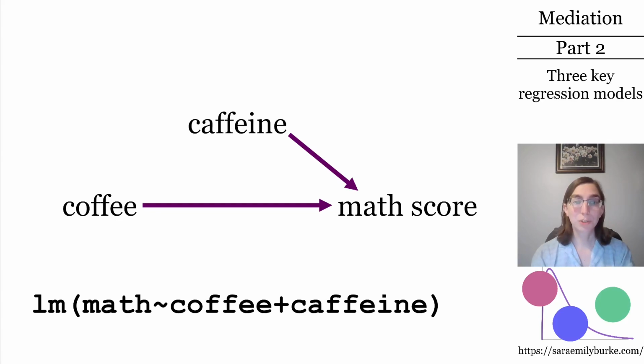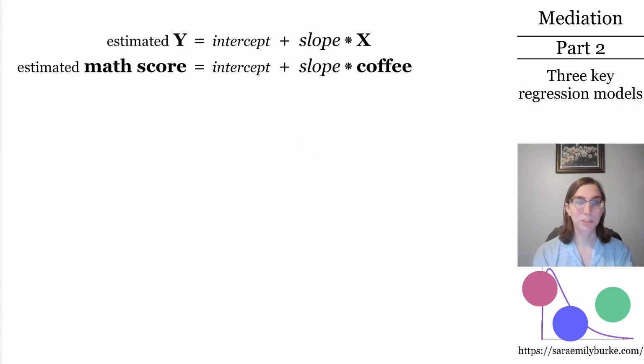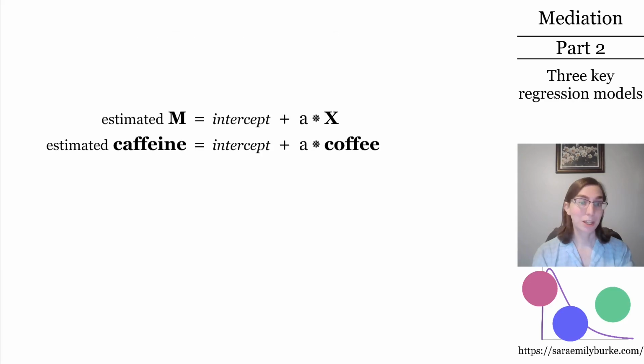We are interested in the slopes from those three regression models, so we often label those slopes with letters for convenience. This is the first regression model with the manipulated variable predicting the theorized outcome. We don't care about the intercept for now, but we will call the slope c. In the second regression model, with the manipulated variable predicting the theorized mediator, we will call the slope a.